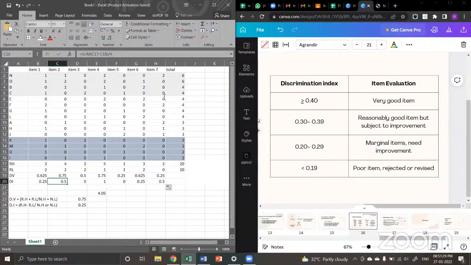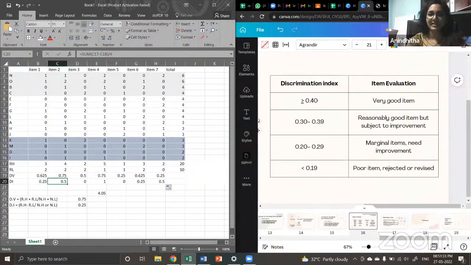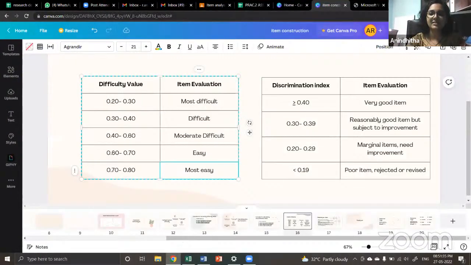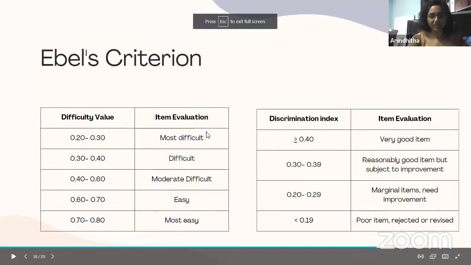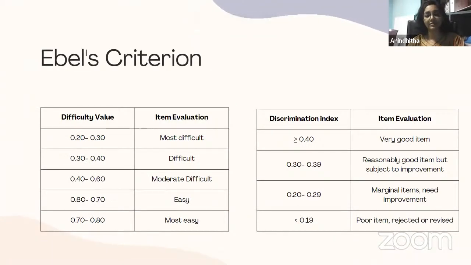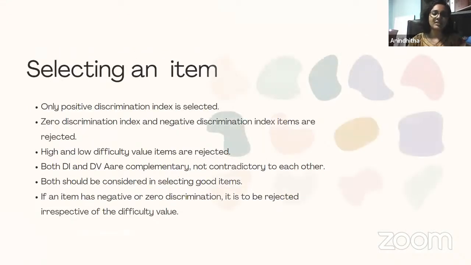Thank you so much. So moving on to our next part, we're just going to discuss how to select an item, because we have 2 indices, as we talked about. We have difficulty as well as discrimination. So how do we do the selection based on both of these indices?